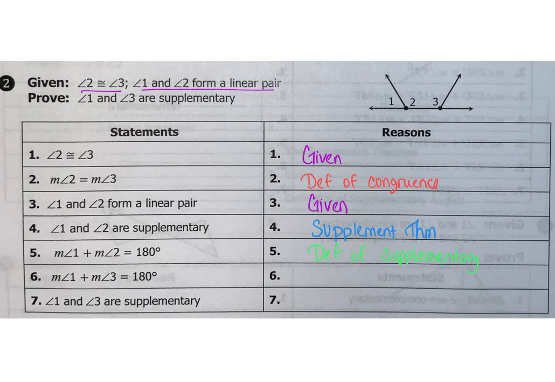Now they're telling me the measure of angle 1 plus the measure of angle 3 equals 180. Why can they do that? That is substitution. If measure 1 adds up with measure angle 3 to 180, how can we then say that they're supplementary? That is actually the definition of supplementary.